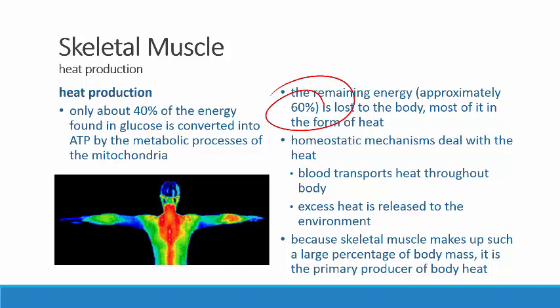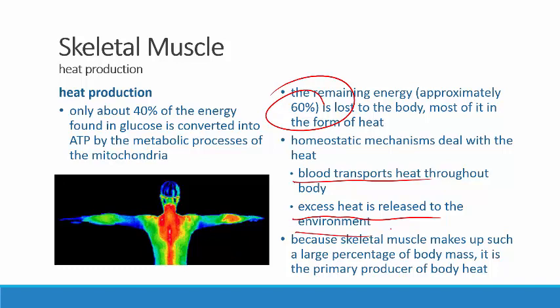The first is that the blood will transport the heat throughout the body, so that we can even out the cool and the warm spots and maintain an appropriate thermal homeostasis. The second is that we will shed much of the excess heat to the environment. We get rid of that excess heat by shedding it out to the environment.